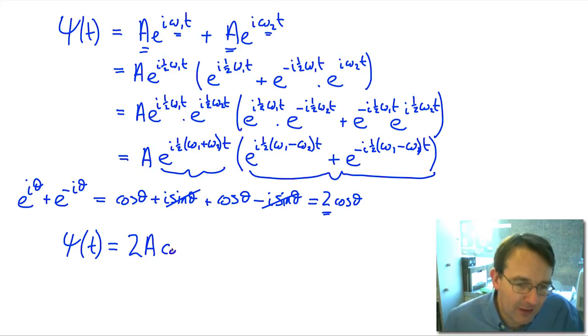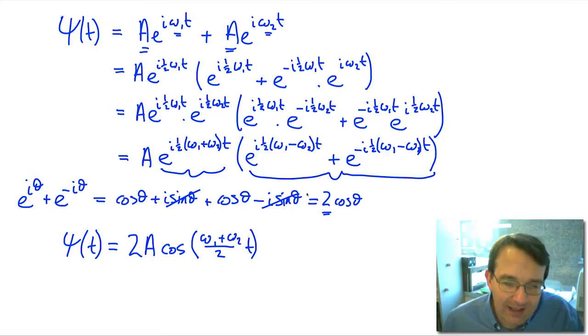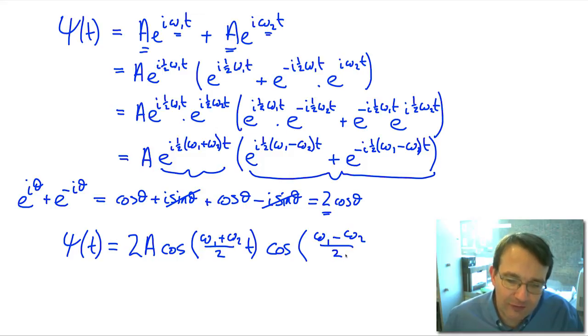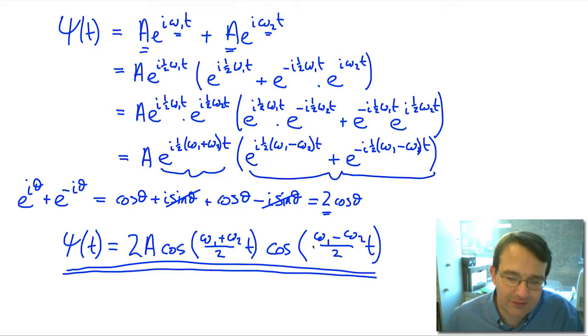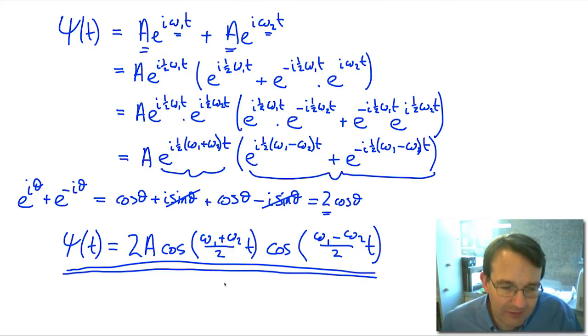So this is going to be cosine of omega 1 plus omega 2 over 2 times t. And then here, of course, I actually get cosine. So this is going to be cosine of omega 1 minus omega 2 over 2 times t. And so this is now my combined wave function for the sum of these two sources with slightly different frequencies, omega 1 and omega 2.